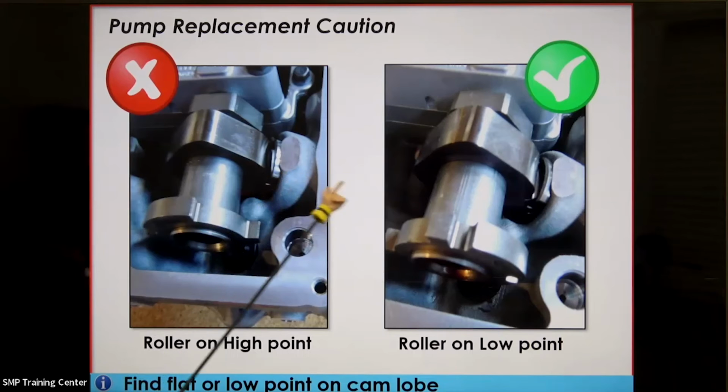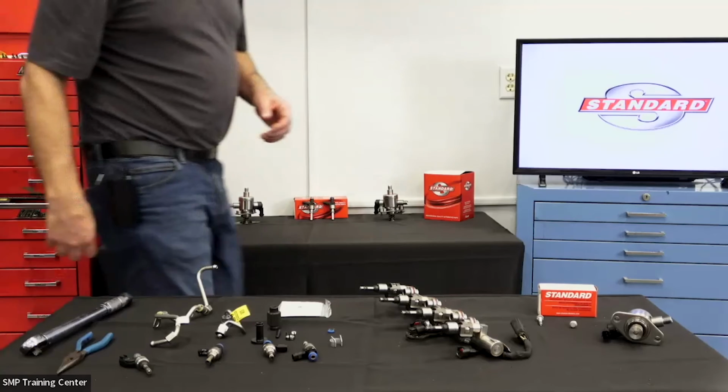So what we really want to do is install the high pressure pump on a low point on a low. So we want to index the engine into a position where the camshaft is on a low point so that we can install a high pressure pump. So let me step over here and show you what I'm talking about.